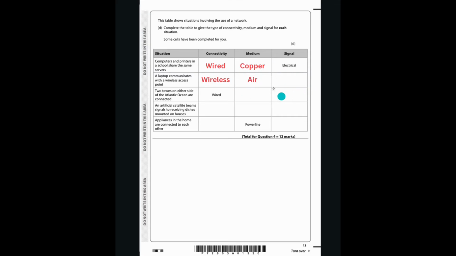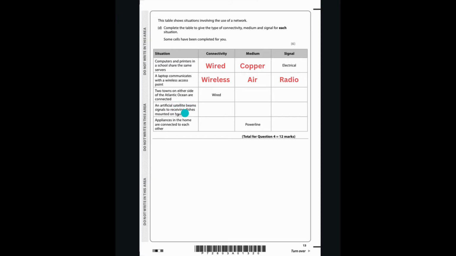And what can be the signal? What type of wave are things like wireless laptops and Wi-Fi using? It's a radio. Two towns on either side of the Atlantic Ocean are connected with wire. The wire will be much more capable compared to copper, so there is less chance of data loss, and it is quite expensive. So for this type of purpose, they mostly use optical fiber.